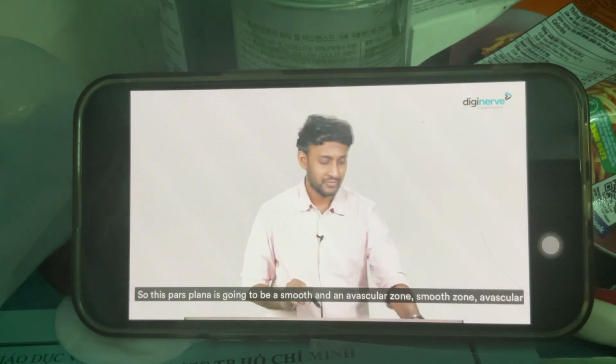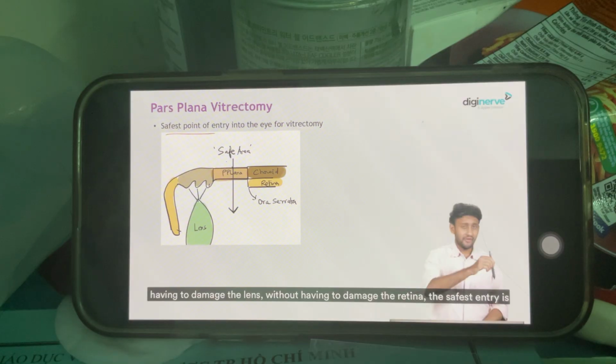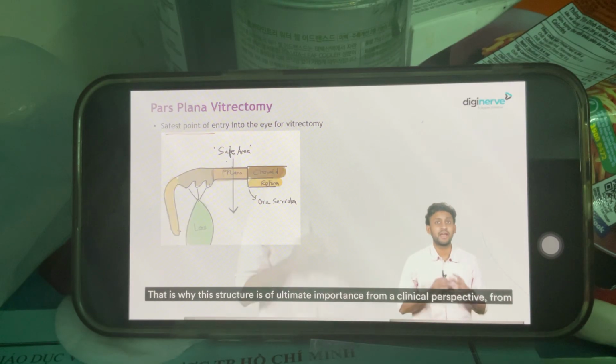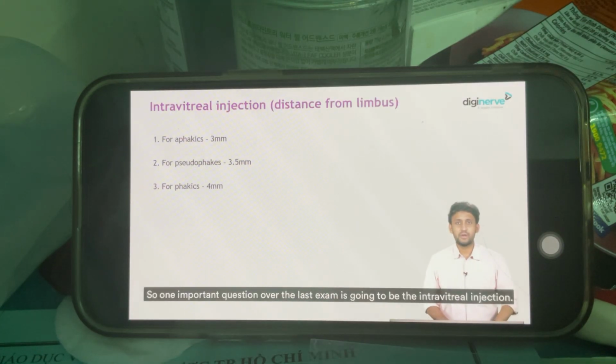Smooth zone, avascular zone. Most importantly, it is the safest point of entry into the eye for vitrectomy without having to damage the lens, without having to damage the retina. The safest entry is going to be pars plana. That is why this structure is of ultimate importance from a clinical perspective, from a surgical perspective. Safe area. So one important question for the last exam is going to be the intravitreal injection.